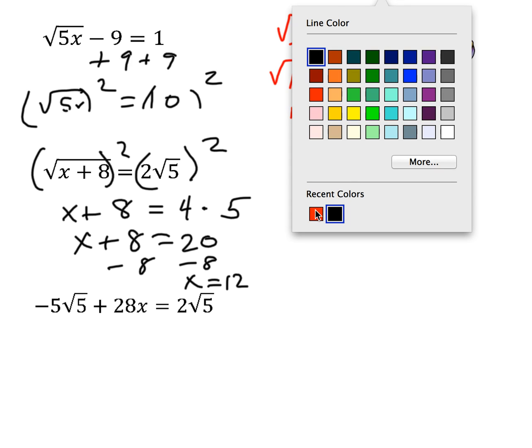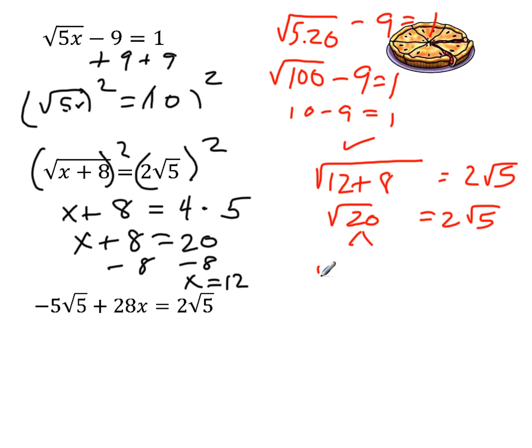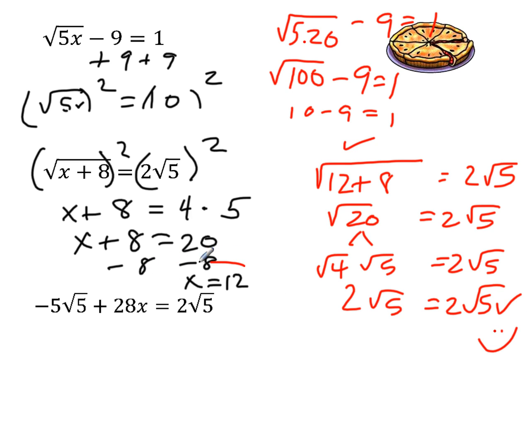Now, just for good measure, I'm going to make sure I got this right. Let's check it. I've got square root of 12 plus 8 equals 2 root 5. This is square root of 20 equals 2 root 5. Square root of 20 splits into 4 and 5, 2 root 5. I have 2 root 5 equals 2 root 5. Indeed, that works. So that is the answer.